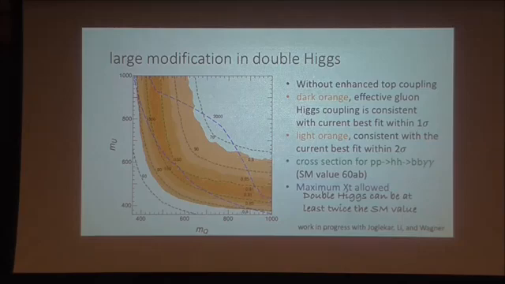vacuum stability. And so the largest value I got for this case is about 150 nanobar. So that is a little bit more than twice the standard model value. So there's indeed some large difference here.